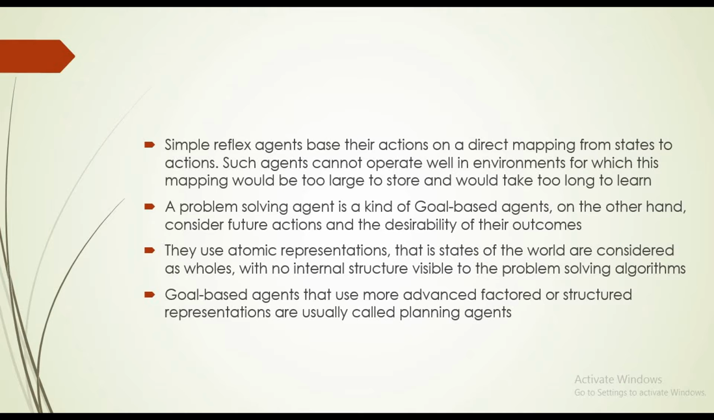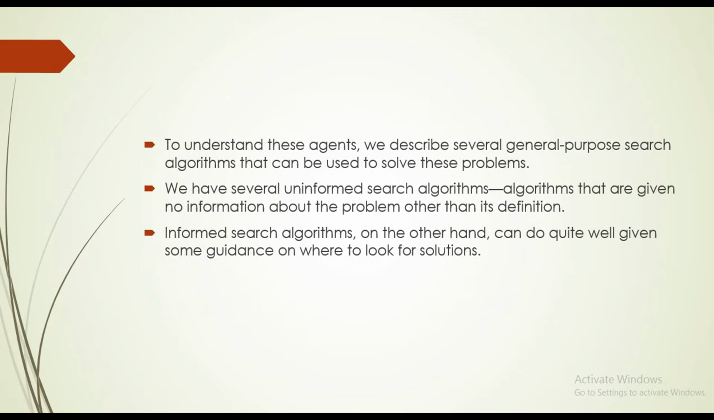And the other kinds of agents, which look more into the state, are certain goal-based agents that use more advanced factored or structured representations. These are usually called planning agents. They are there also, but as we are building, we come to an understanding that in this situation, the state is being considered as a whole.